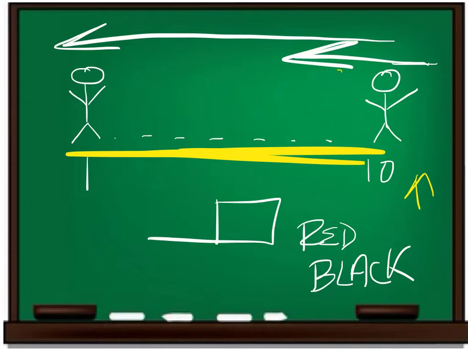Remember, each person can only see the person in front of them. And when someone comes along to say red or black, they answer red or black. If they're wrong, then they're out, and everybody can hear the word out. If not, they stay in, and everything is good.